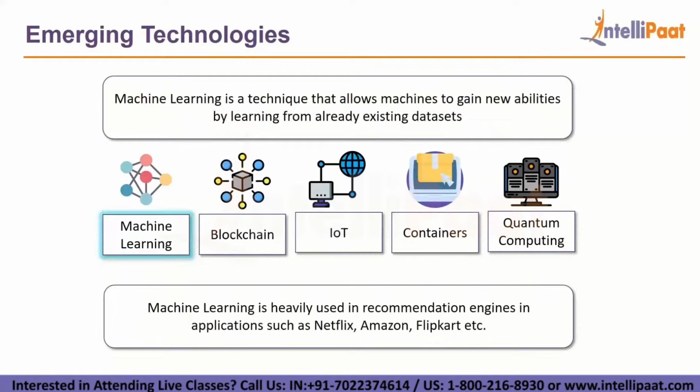It is a technique that allows machines to gain new abilities by learning from the already existing datasets. Machine learning is very popular nowadays, and many applications use machine learning. Even your mobile phones have applications that use machine learning, such as Google Lens, and so on and so forth. Machine learning is heavily used in recommendation engines as well, such as Netflix, Amazon, Flipkart, and so on.